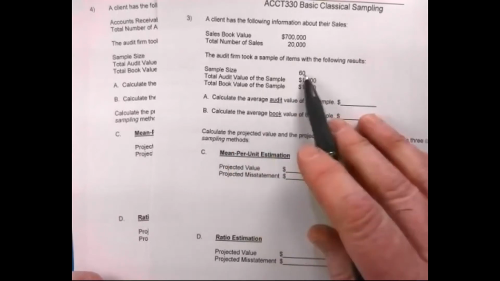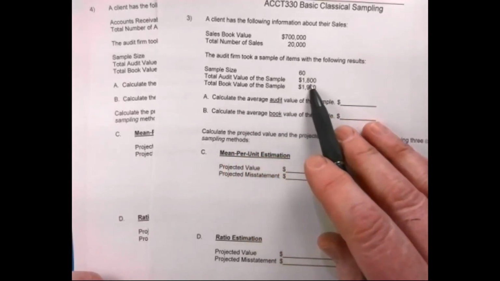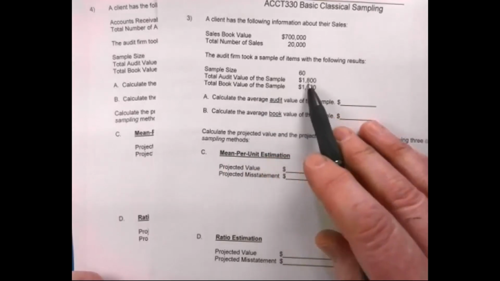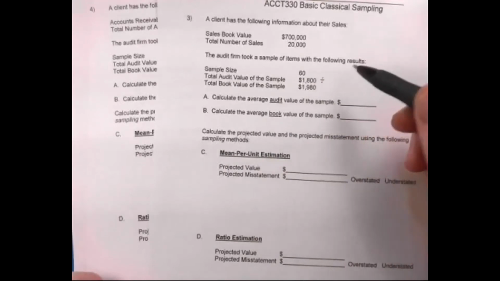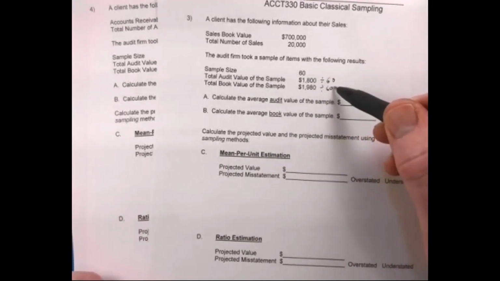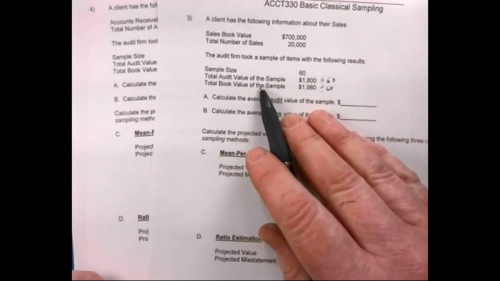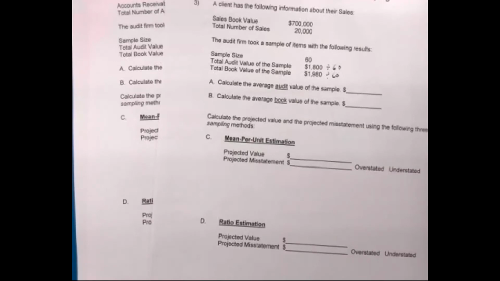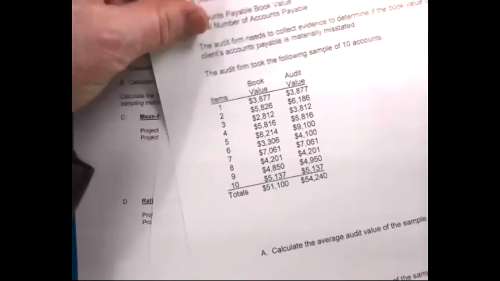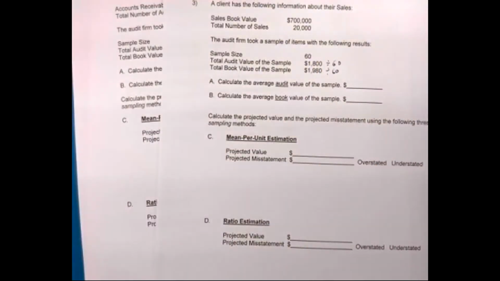So for instance, they say a sample size is 60 and the total audit value of the sample is 1,800. So what you're going to do for each of those is divide by 60, and that'll give you the average. This is the wording that you're going to see a lot of times on the CPA exam. They generally just give you the totals and then have you figure out the average.